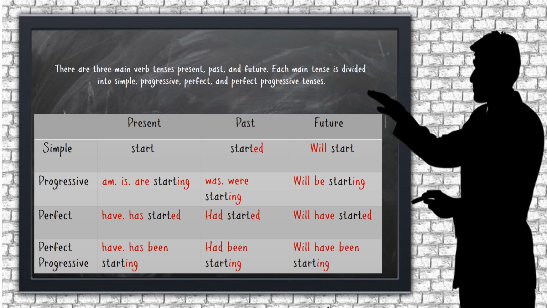Present perfect progressive: to have, been and ing. Past perfect progressive: to had, been and ing. Future perfect progressive: will or shall, to have, been and ing.